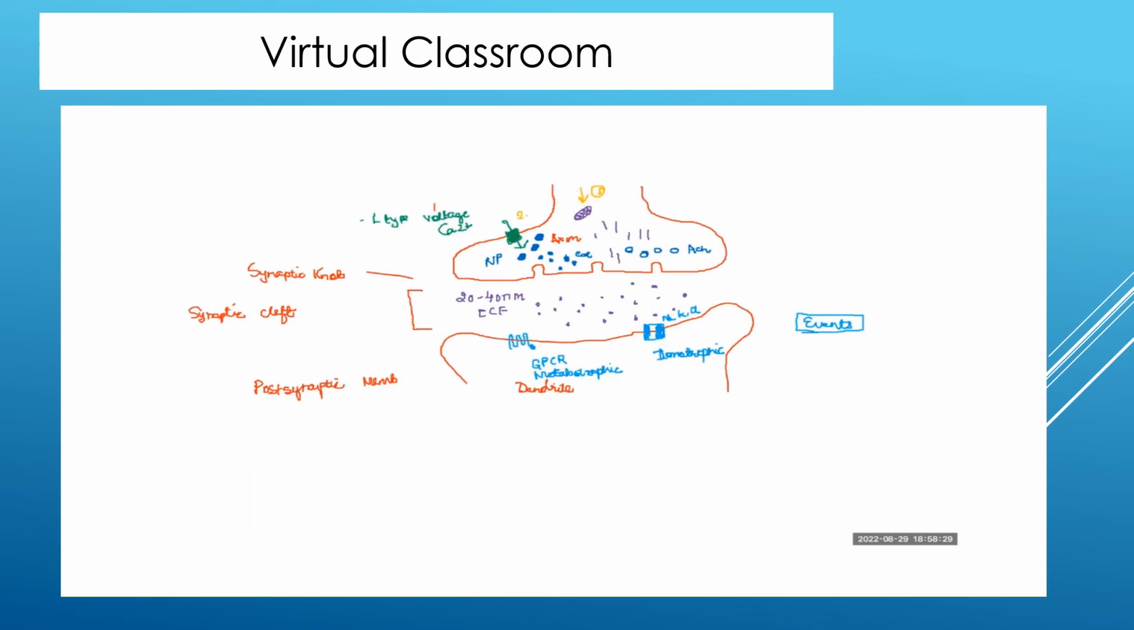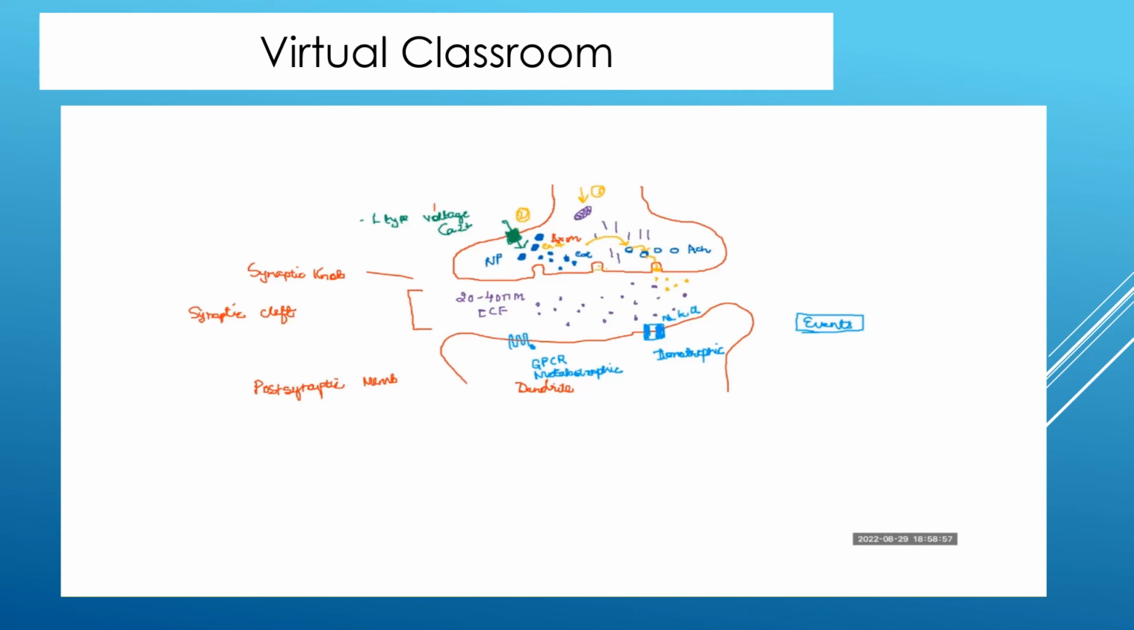Then the second step will be the opening of this channel, which is the voltage gated calcium channel, which will lead to the influx of calcium ion. So once the calcium ion is inside, it will facilitate the movement of these synaptic vesicles, and these synaptic vesicles will then find a place in the membrane, and they will cause the release of neurotransmitters here.